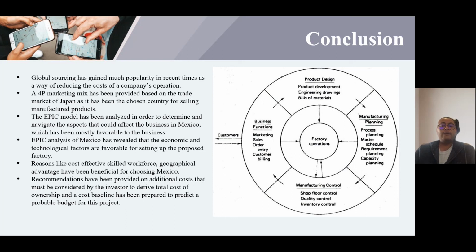Okay, now a recommendation has been provided on additional costs that must be considered by the investor to derive the total cost of ownership, and the cost baseline has been prepared to predict a profitable budget of the project, which has been provided in the report which we have submitted.